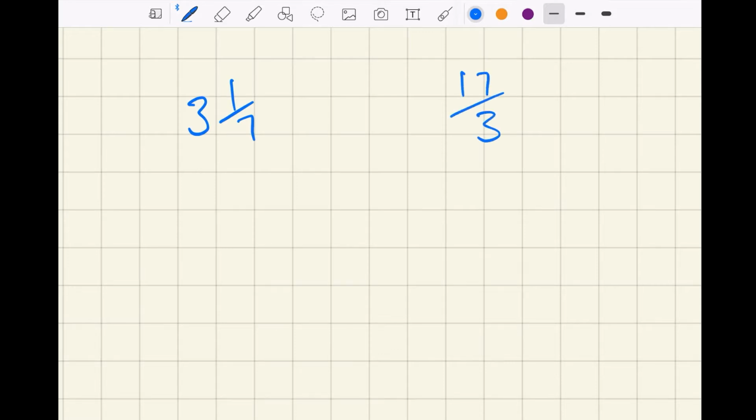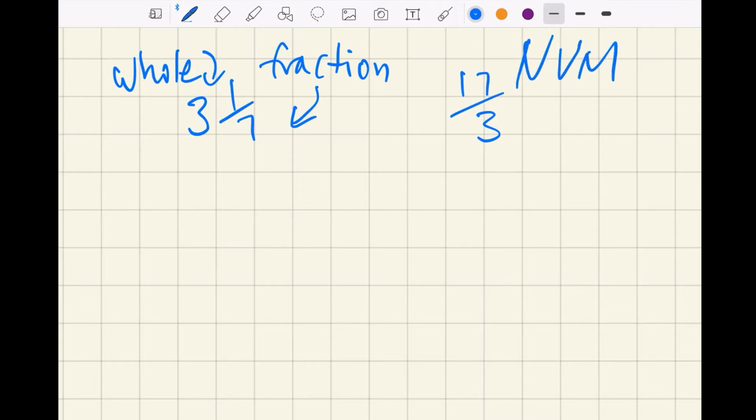So a mixed number is a mixture of a whole number and a fraction, as you can see. And an improper fraction is where the numerator is bigger than the denominator. And that's all you need to remember about those. That's just the definition of those terms.